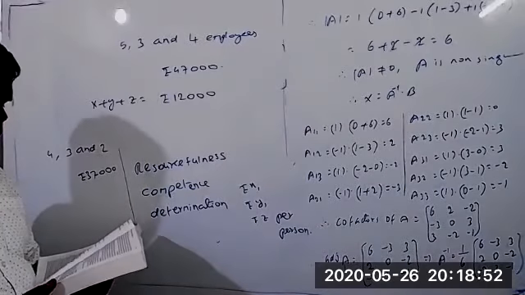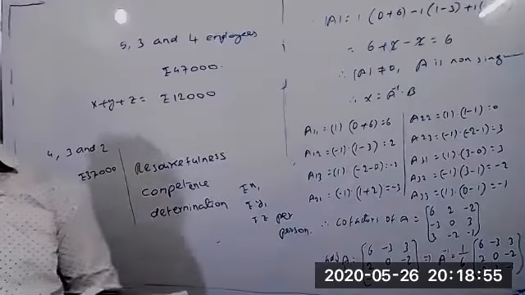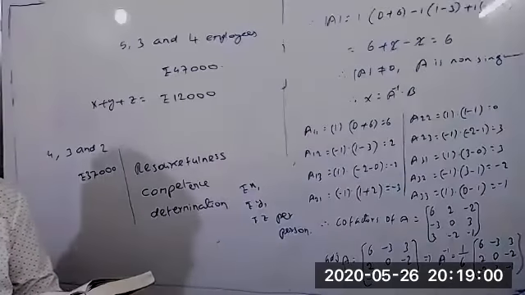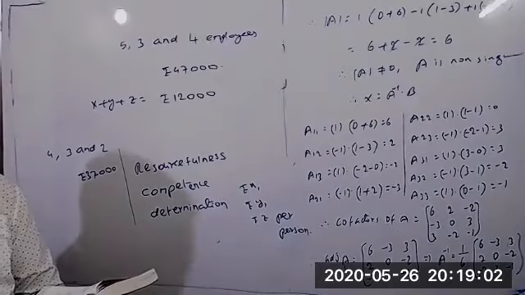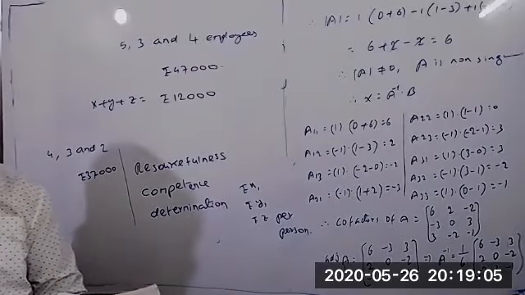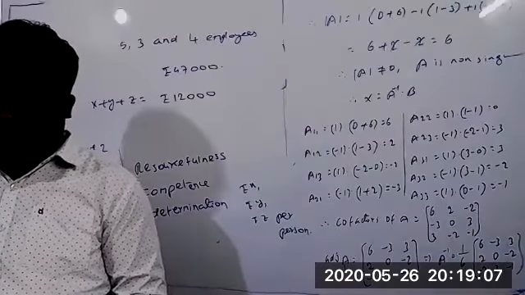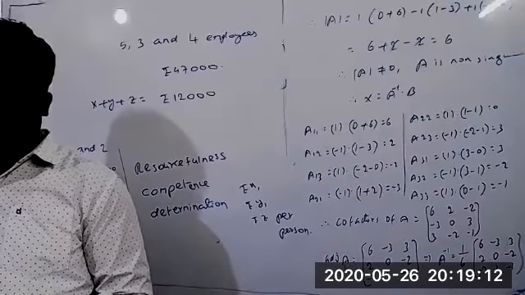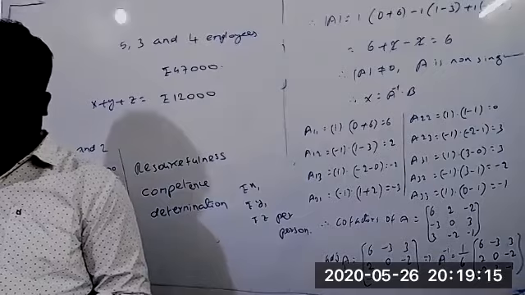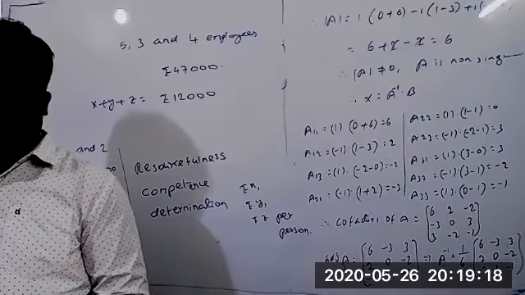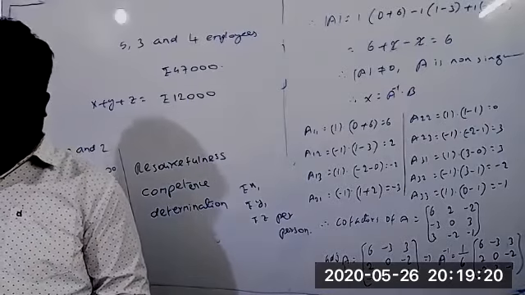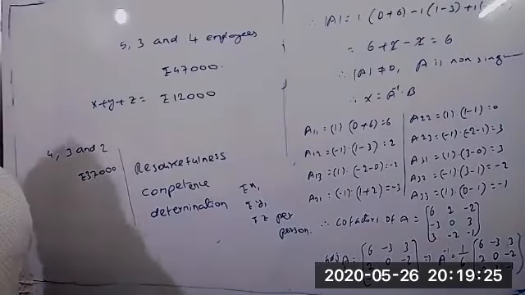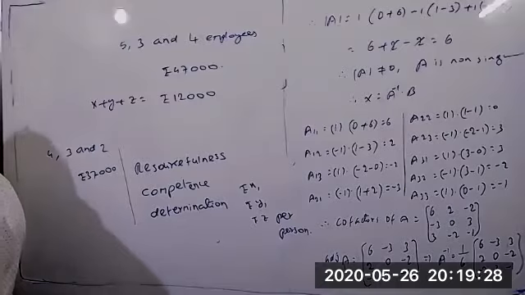Then using matrix method, find the values of x, y and z. What values are described in this equation?